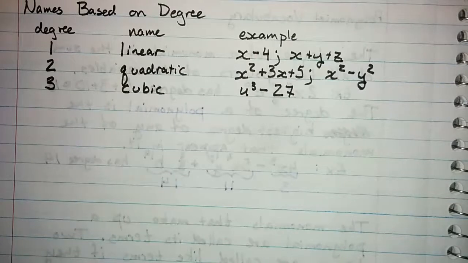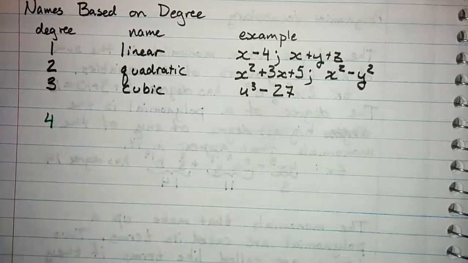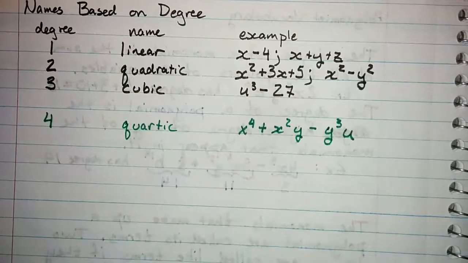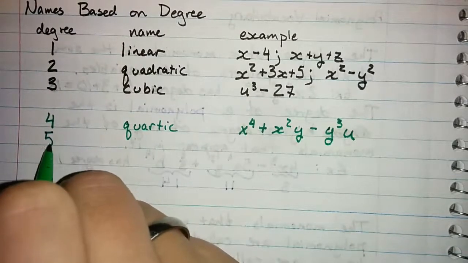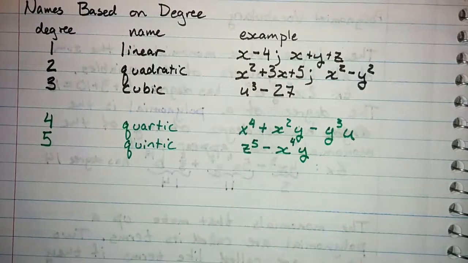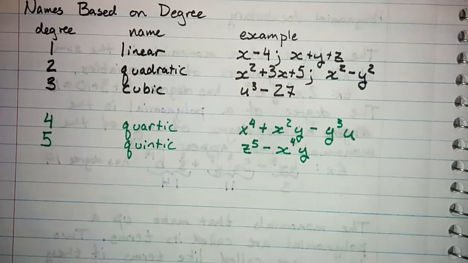We do have some names for some higher degree polynomials, but you won't be responsible for these. A degree 4 polynomial is called quartic. This might be an example of a quartic polynomial. And a degree 5 polynomial is called quintic. This might be an example of a quintic polynomial. Again, I'm not going to hold you responsible for these terms, but they're interesting to know.